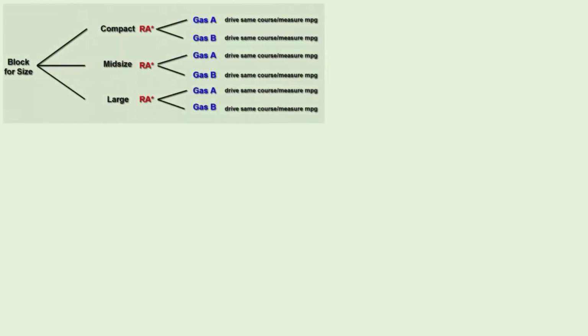Think about blocking in an experiment. We want the treatment groups to have experimental units that are as similar as possible. In the gasoline experiment, we blocked for size. The large vehicles got fairly similar mileage, which reduced the variance, the differences between their mileages. But we could do something that could make the treatment groups as similar as possible.